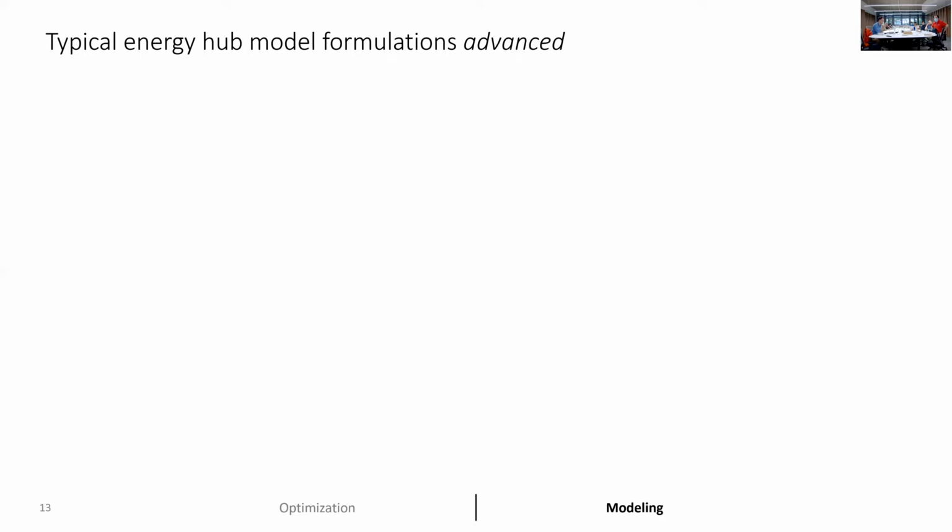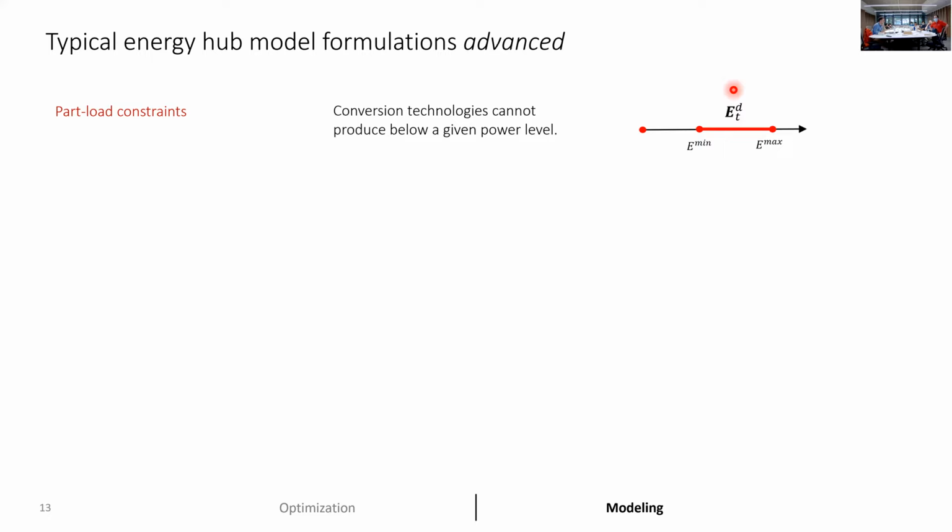Now that these notions have been introduced, I can present more advanced formulations that introduce binary variables. Typically, in energy systems, you would have part load constraints. So maybe a conversion technology cannot produce below a given power level. So you would have your energy output from that conversion technology, which has to be between a minimum and a maximum, but can also be zero, right? So you have this jump here in the state space that you have to model.